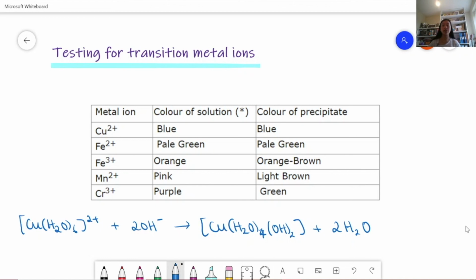And so we can do this with all of the solutions, just adding sodium hydroxide to them and looking at their precipitate colours. And then we can match them to this table. And so this is how we can identify between different transition metal ions.